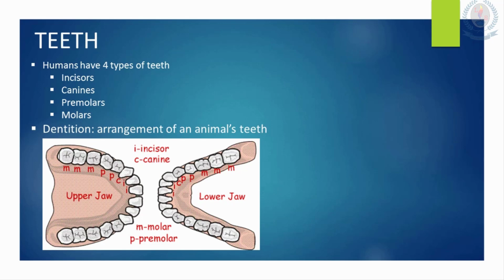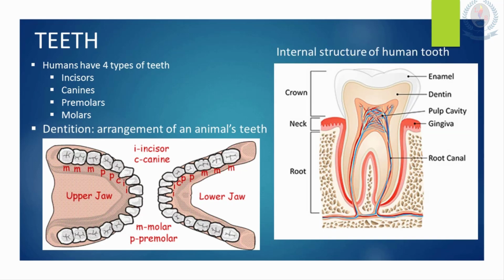Then if we look at the internal structure of a human tooth, you can see here there are two main parts, the crown and the root. The crown of the tooth is covered by a non-living material called enamel. It is the hardest substance in the body, and under that enamel there is a soft material called dentin.